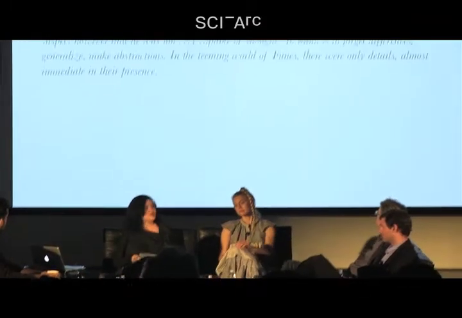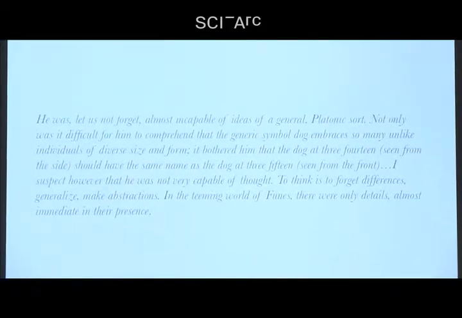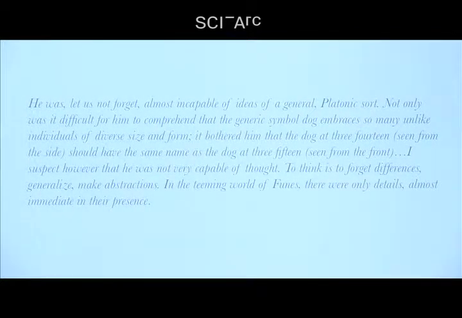And with that, I go to a passage from the writer Jorge Luis Borges, where he is talking about a character, Funes the Memorious, the name of this story. Funes is a character who remembers photographically everything that he encounters, every instant of his life. So he was, let us not forget, almost incapable of ideas of a general Platonic sort. Not only was it difficult for him to comprehend that the generic symbol dog embraces so many unlike individuals of diverse size and form, it bothered him that the dog at 3:14, seen from the side, should have the same name as the dog at 3:15, seen from the front. I suspect, however, that he was not very capable of thought.